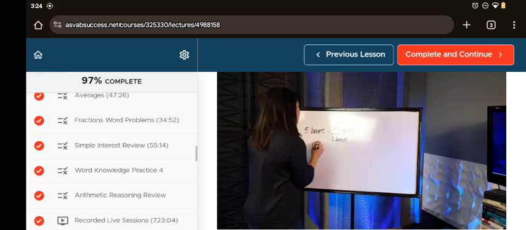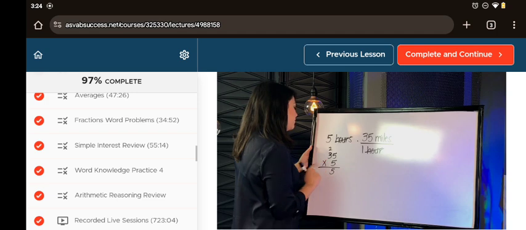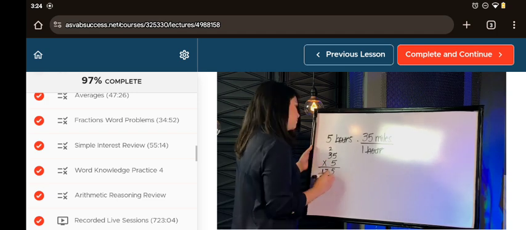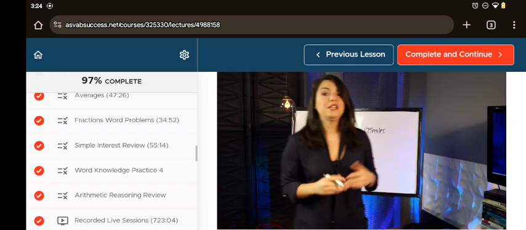5 times 35. Let's do it over here in this corner. 5 times 5 is 25. Carry the 2. 5 times 3 is 15. Plus 2 is 17. So we're left with 175 miles. Now that we have this, we want to answer the question. The question is asking for the number of gallons.